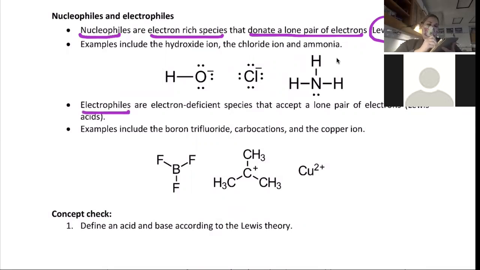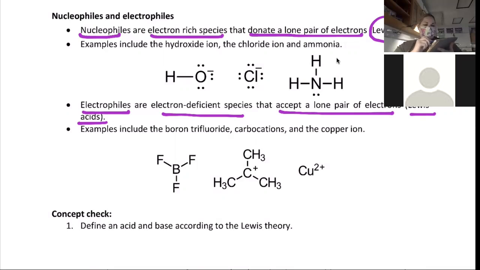Electrophiles are electron deficient. Okay, that means that they don't have any. They want to accept a lone pair of electrons. Electrophile is another term for Lewis acid when we're talking about organic compounds.